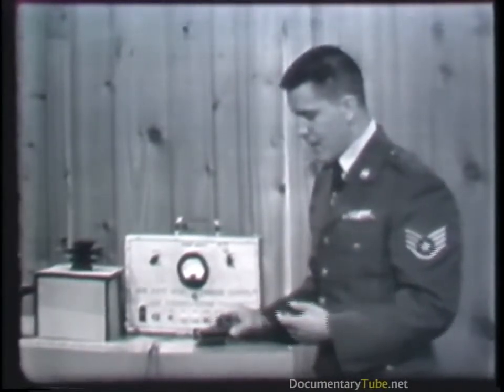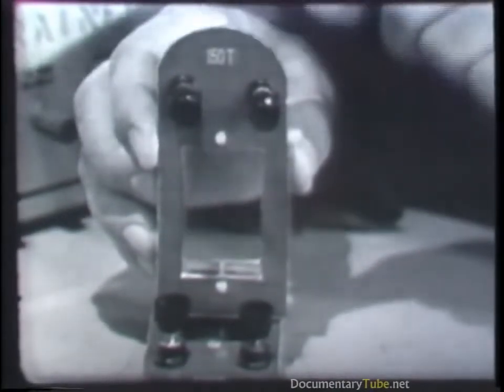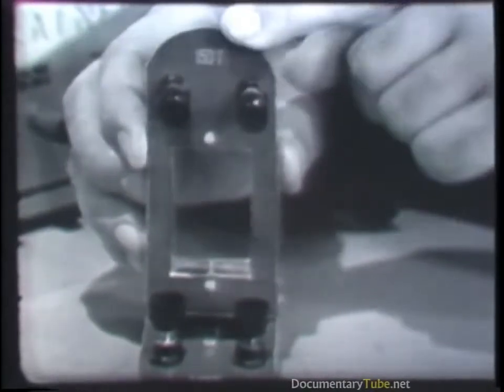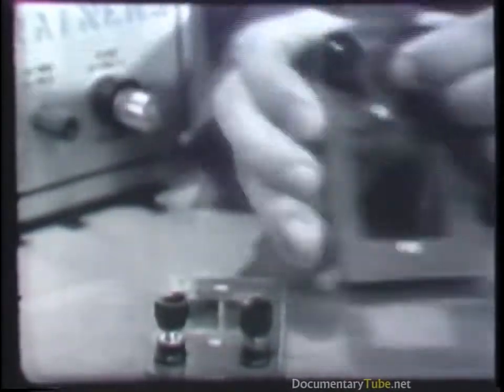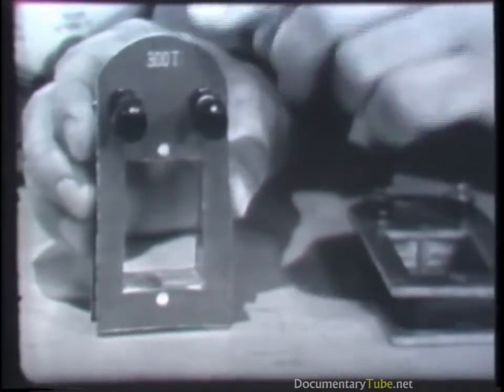Now, two other checks you'll have to perform on transformers quite frequently are those for an open or a shorted winding. Both of these checks can be performed with an ohm meter. Over here I have two windings identical to the windings we're using in our transformer. One of these windings has 150 turns. Its normal resistance is 10 ohms. This winding has 300 turns. Its normal resistance is 20 ohms.